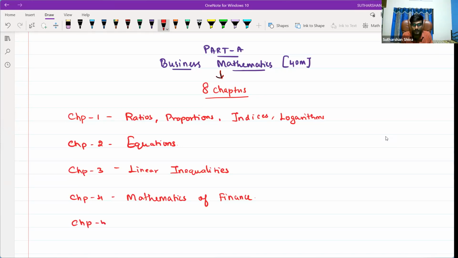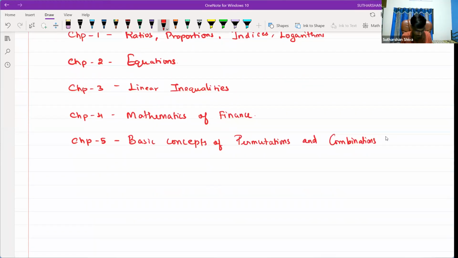And then chapter number 5, we will have only basic concepts of permutation and combination. What is a permutation? What is a combination? Even if you are a science background student, we will take care. That's not an issue. I'm saying this about pure science group students. Okay. So this permutation and combination we will learn.